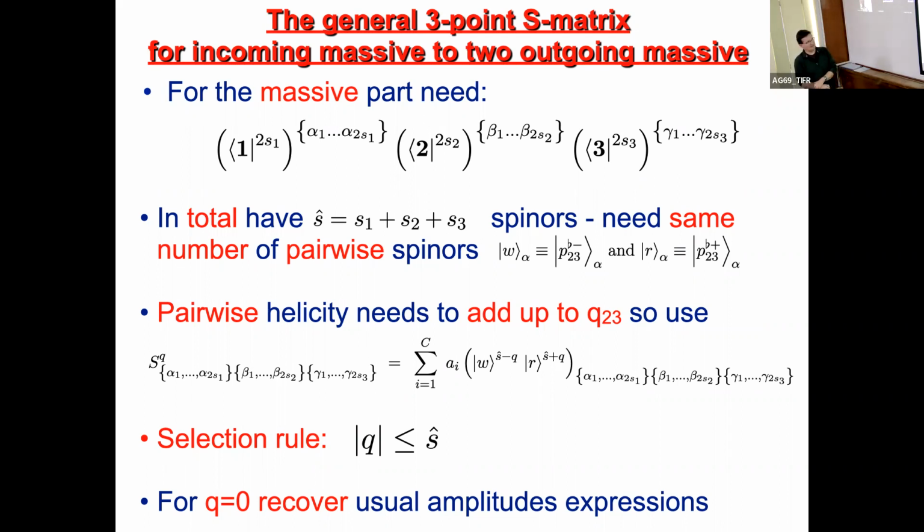So this is the number that we have to use. Yes. So this will actually give you a selection rule. It's going to tell you that the pairwise spinor-helicity of the final state cannot be too big. If it's bigger than the sum of the spin of each of the decay, the mother and the daughter particles, then there's no possible amplitude that you can write down. Okay, so you will get a nice selection rule here, and for q equals 0, you will recover the usual expressions that were written in Nina's paper about how to construct the general scattering amplitudes for ordinary particles.